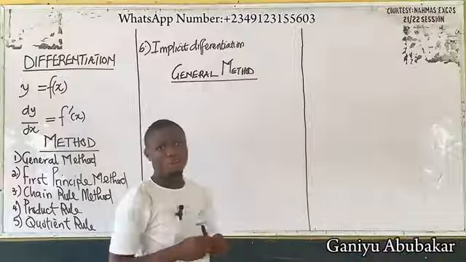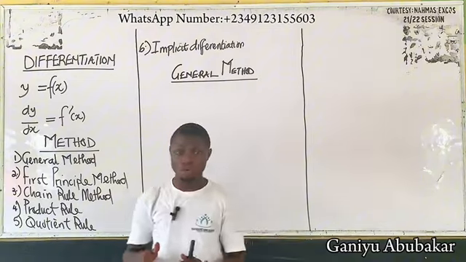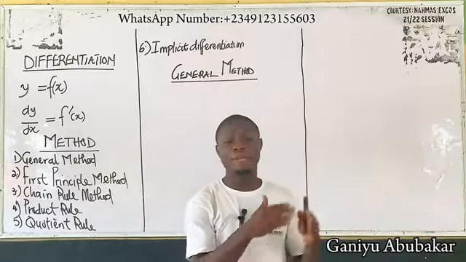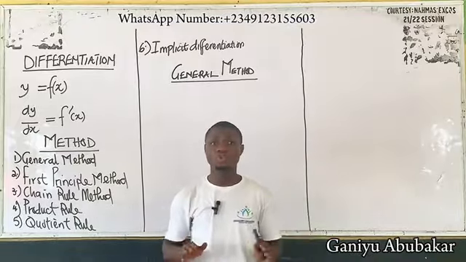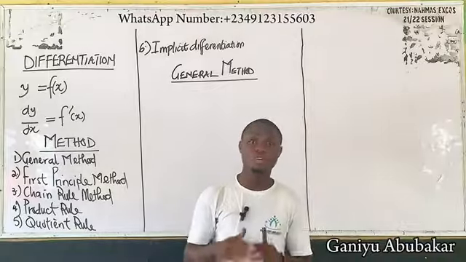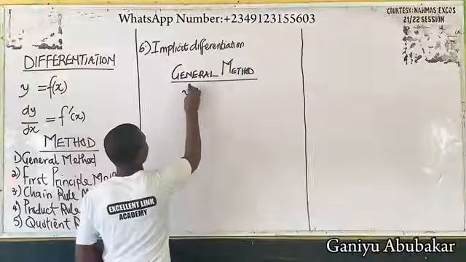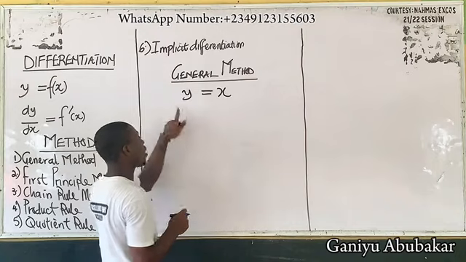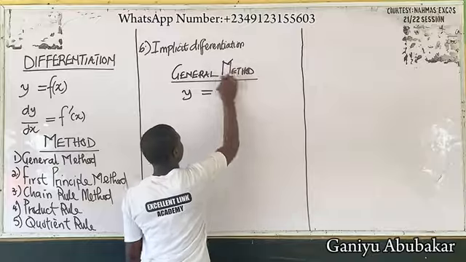When it comes to the general method of differentiation, there's a keyword you need to be familiar with. Note this keyword: multiply by the power and subtract 1 from the power. That's all. So the key idea to note when it comes to the general method is that you are multiplying by the power and subtracting 1 from the power. For instance, let's say that I have y equal to x. Perhaps let's use a variable aside from x.